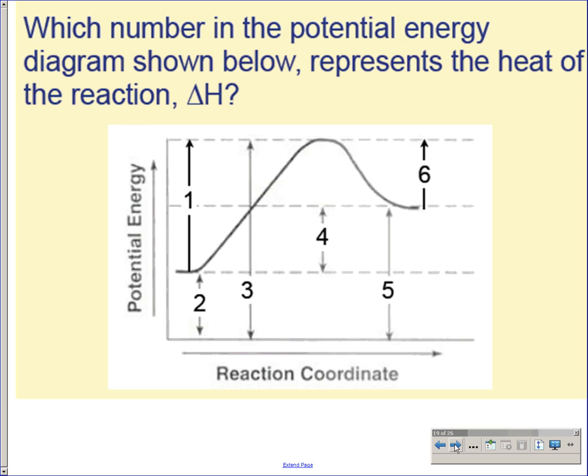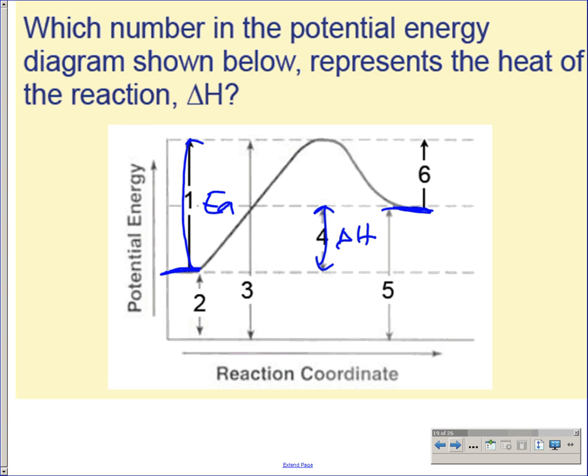So when you see it on a graph, where's delta H? Which of these? 4. So you're talking about the difference in energy between the products and the reactants. So from here to here is delta H. What is number 1? From here to here. What's that called? That's activation energy. And that's pretty much the only other one we need to know.